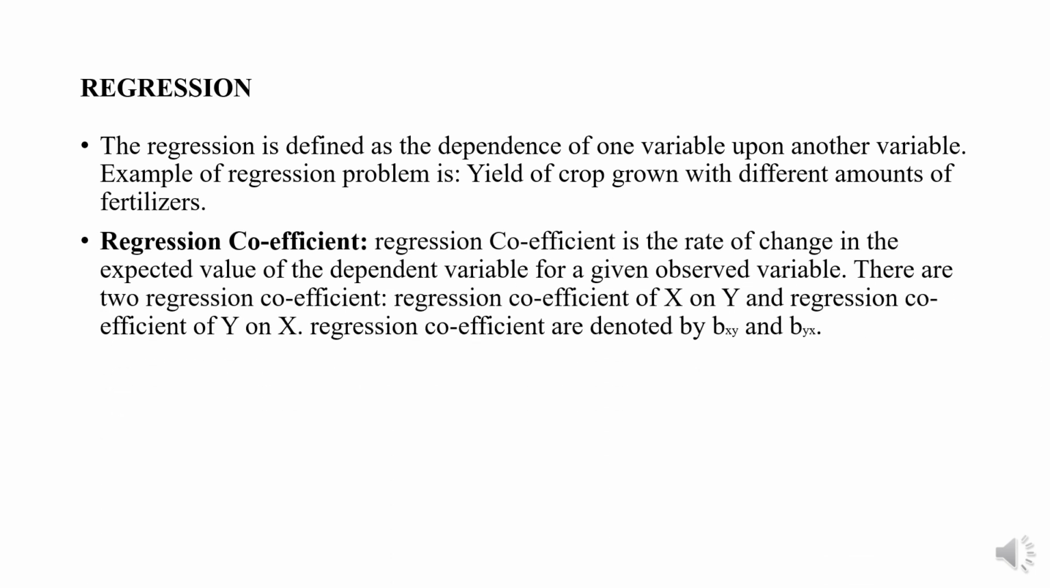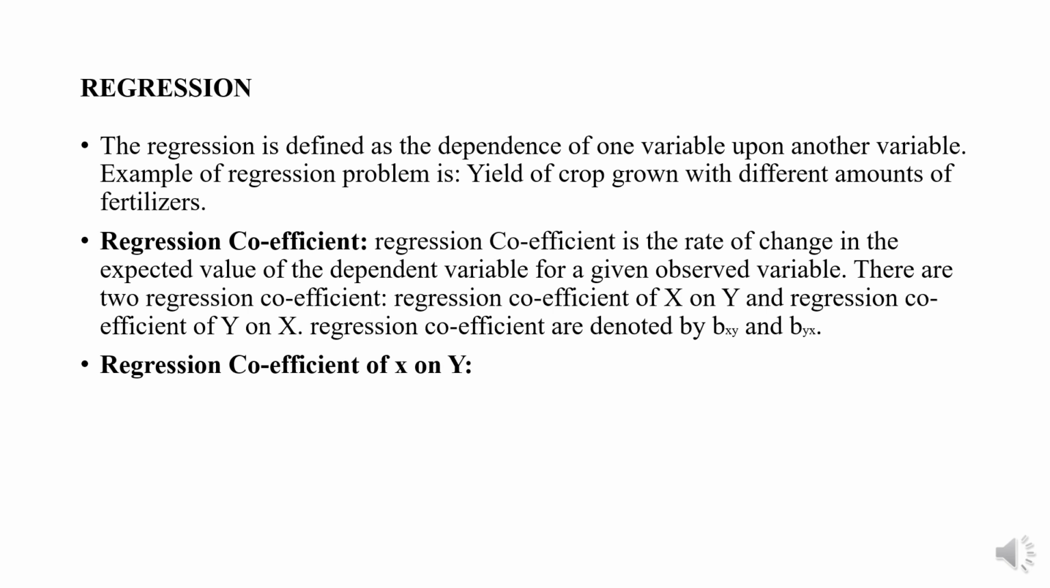So, regression coefficient. What is a regression coefficient? A regression coefficient is the rate of change in the expected value of one dependent variable for a given observed variable. So there are two regression coefficients: the regression coefficient of x on y and the regression coefficient of y on x. Regression coefficients are denoted by bxy and byx.